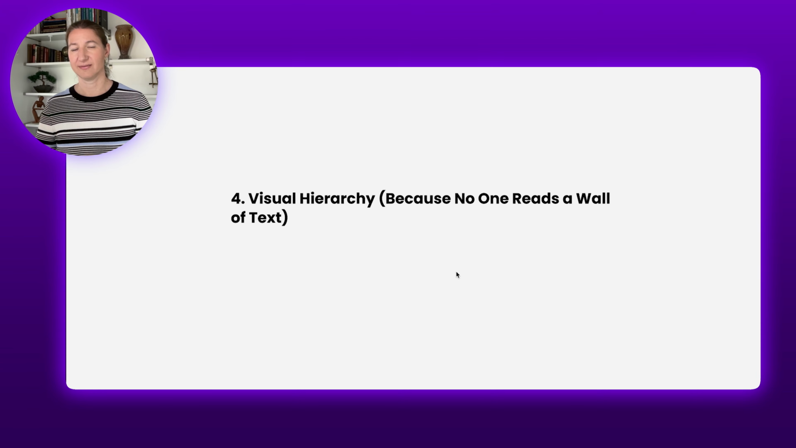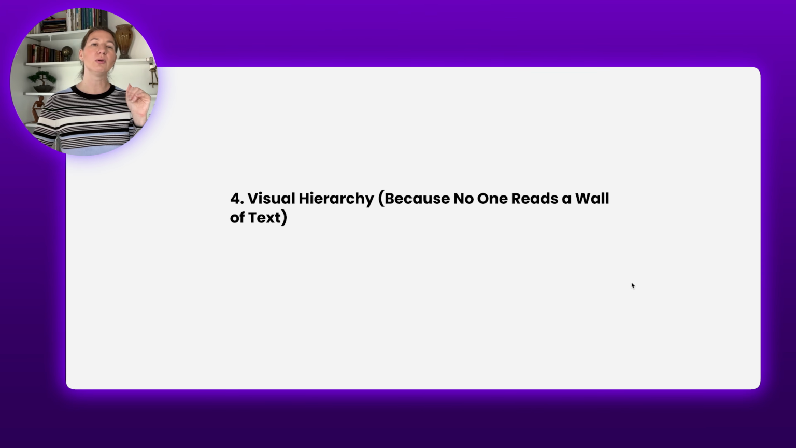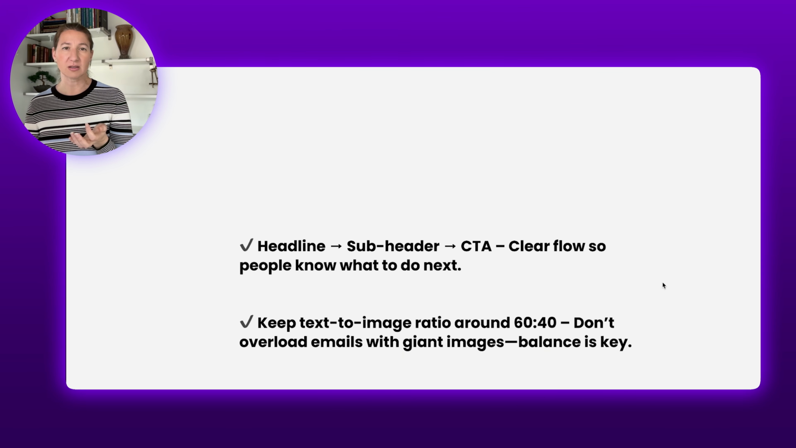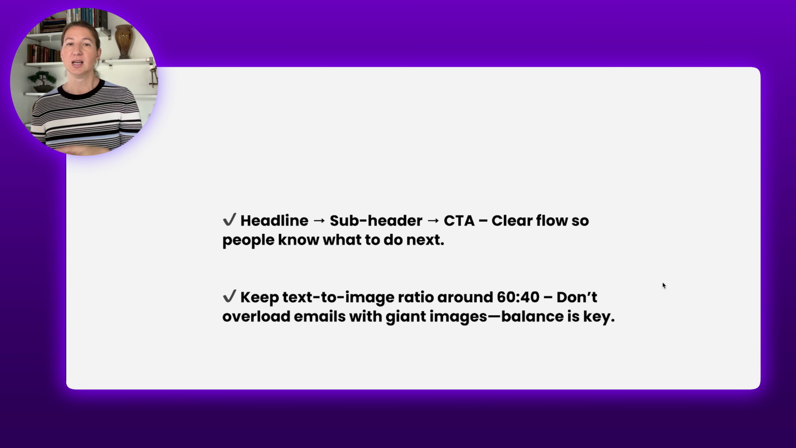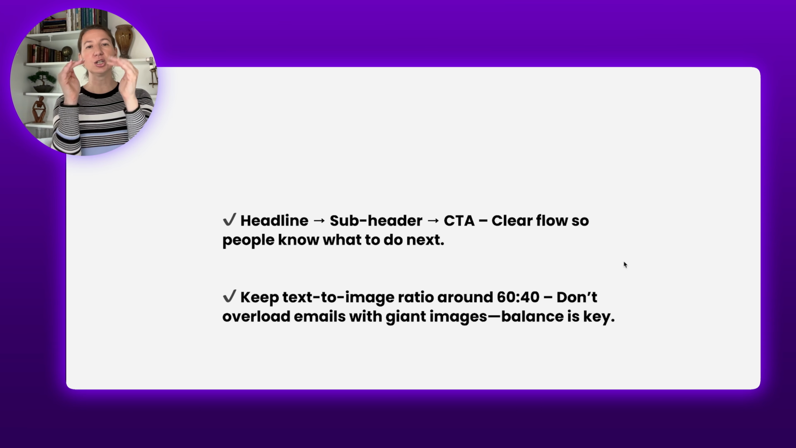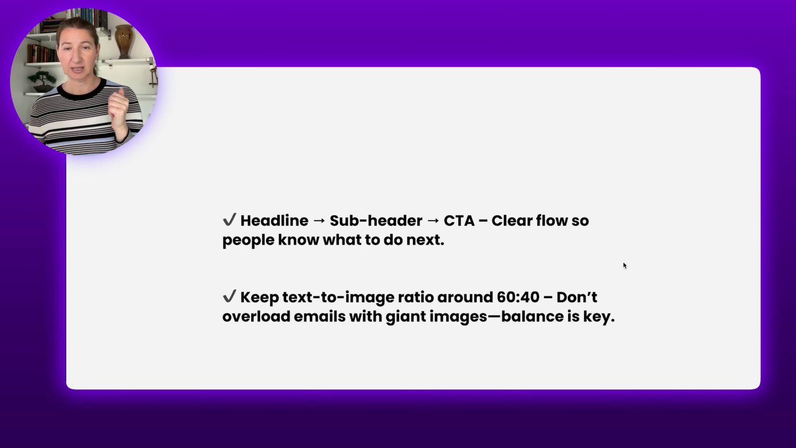Number 4, visual hierarchy, because no one reads a wall of text. People skim their emails, so your design should guide their eyes. But how exactly does that work? You break it down into headline, subheader, CTA, a clear flow so people know what to do next. That's how you're going to get maximum impact for your emails. Keep your text to image ratio around 60-40. Don't overload your emails with giant images. Balance is key because you want something that appeals to everyone that's looking to get that information quickly, however they feel like getting it at that point.